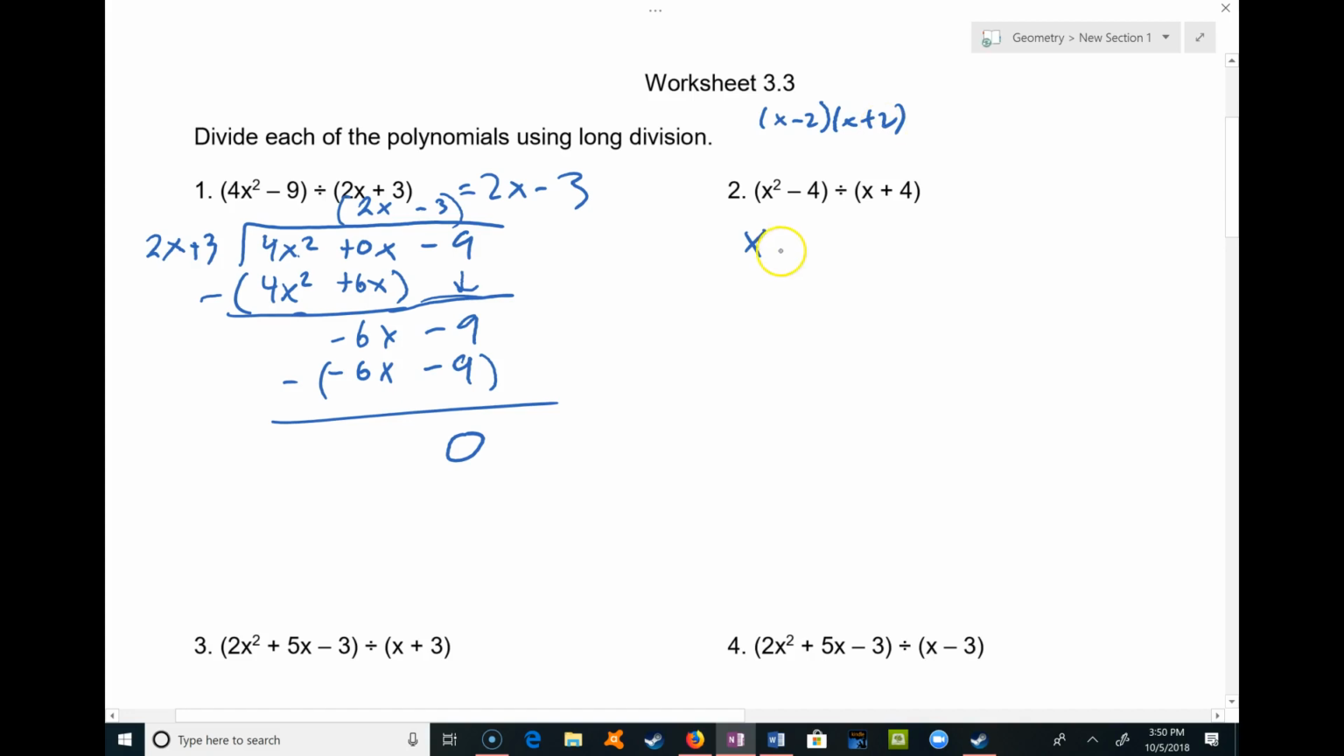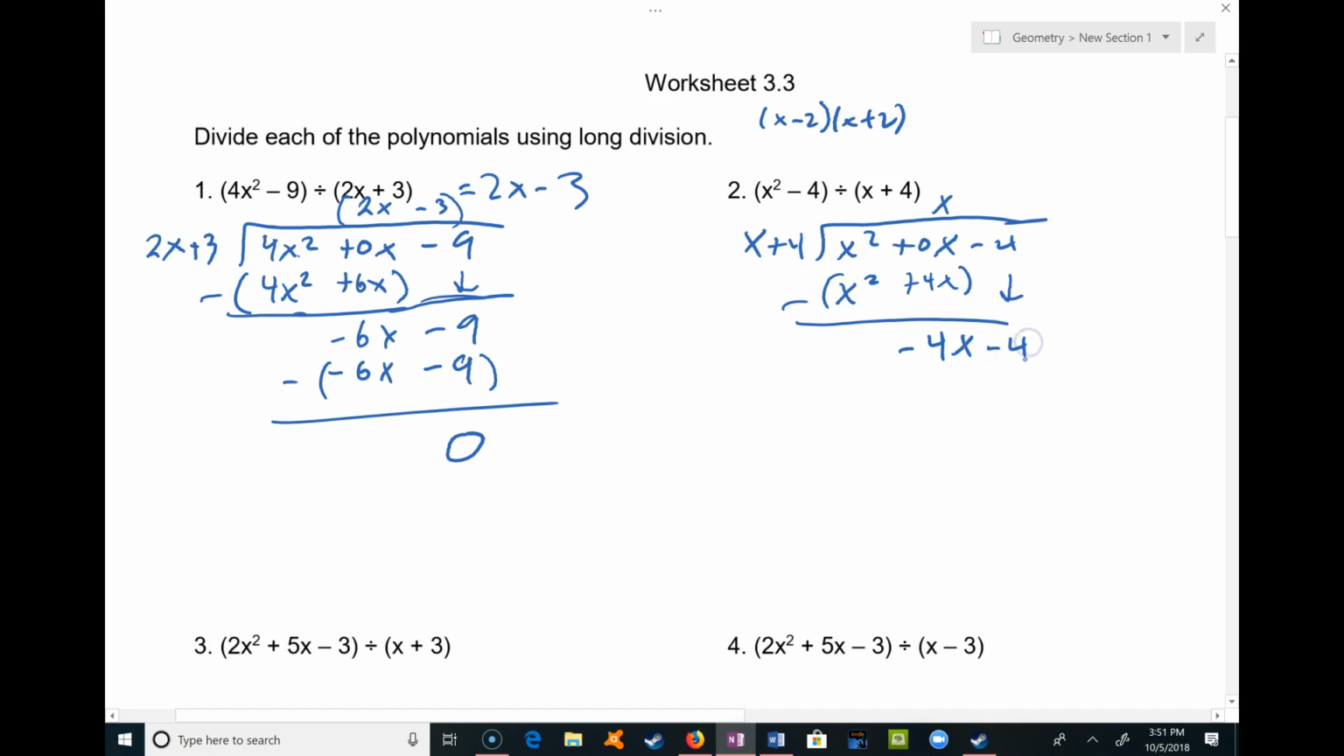Okay, so we're going to divide x plus 4 into x squared minus 4. Once again, I'm going to put the plus 0x in there. So I say what times x equals x squared. So I put an x right there because x times x is x squared, and x times 4 is positive 4x. x squared minus x squared is 0. 0x minus 4x is negative 4x. Bring the negative 4 down.